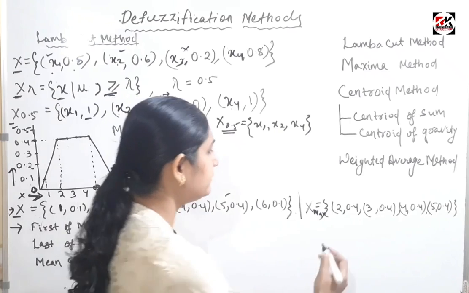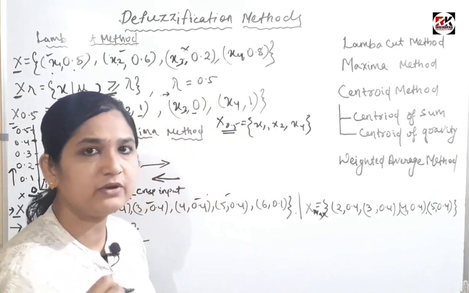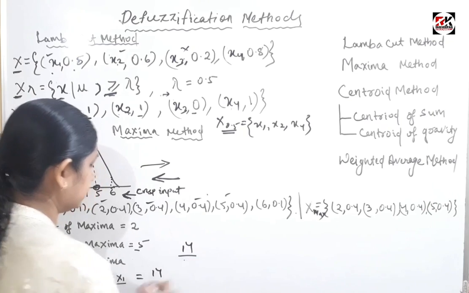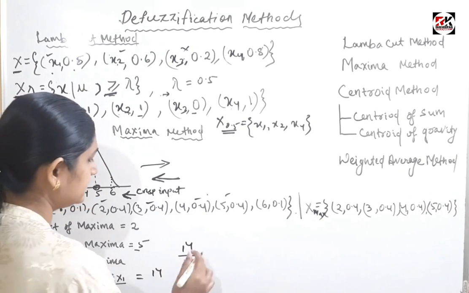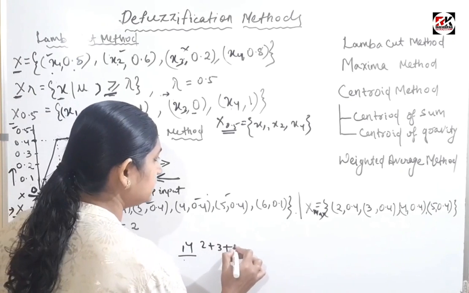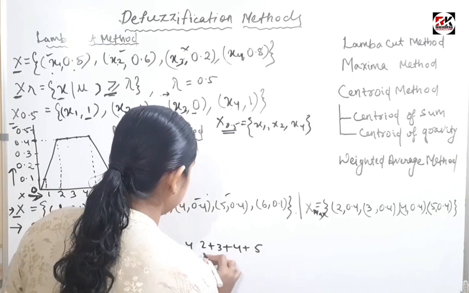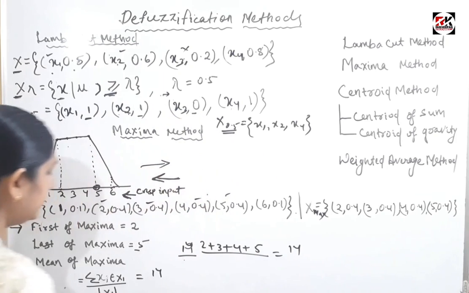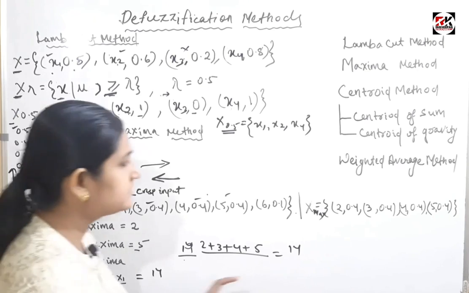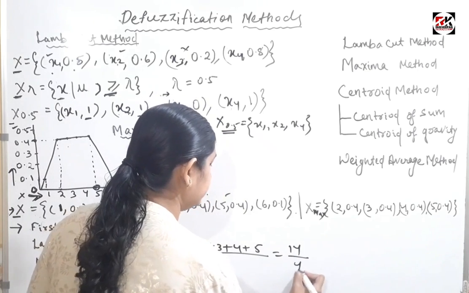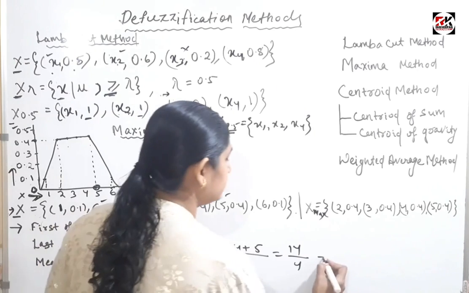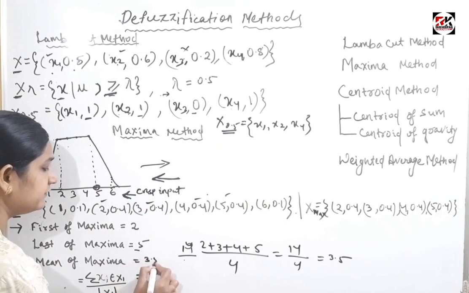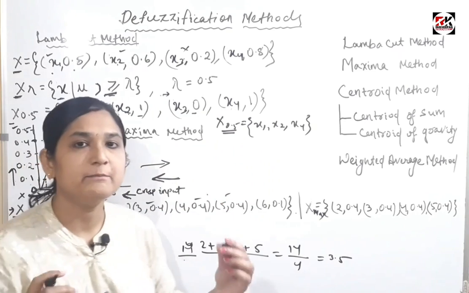If I do the summation of 2, 3, 4 and 5, that is 2 plus 3 plus 4 plus 5, I will get 14. This is equal to 14, divided by its cardinality. How many elements are present? 4 elements are present. So divided by 4. 14 by 4, I will get 3.5. So the mean of maxima value will be 3.5. Okay, so this is your maxima methods.